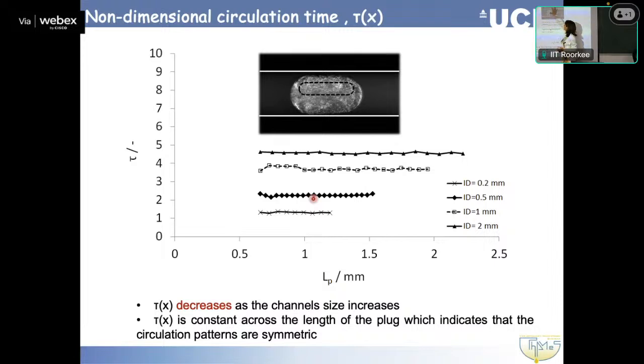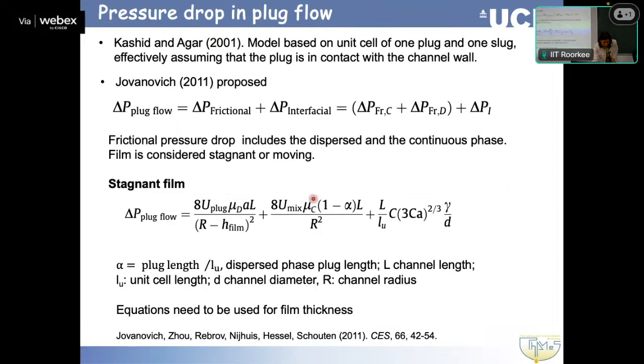So they split this part here into frictional pressure drop and an interfacial, let's say, pressure drop or a Laplace pressure drop. And if I go back to here, this is what we have. We have the frictional pressure drop for the continuous and frictional for the dispersed phase, and also this Laplace term that accounts for having the plug in the middle and causing this disturbance in the flow that depends on the interfacial forces.